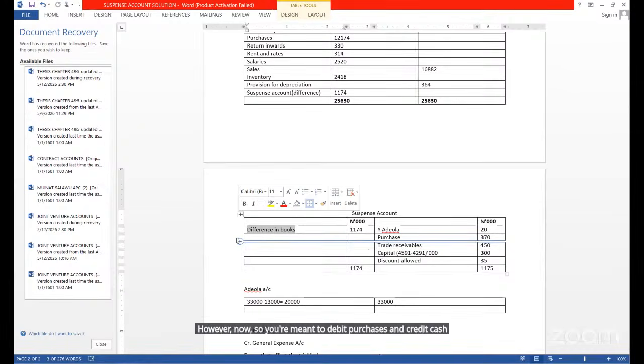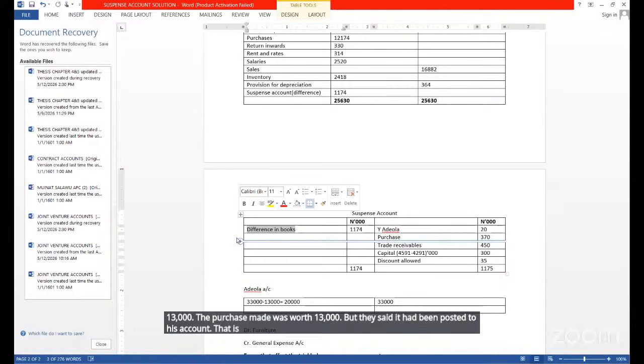In this case, this purchase is a credit purchase because we are told the person we bought the goods from, Adiola. It says debit purchases and credit Y Adiola. We're now told the amount is what, please? How much was it? 13,000. The purchase made was 13,000. But they said it had been posted to his account. That refers to who?